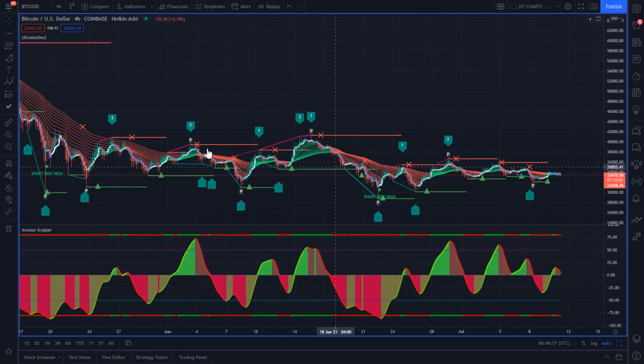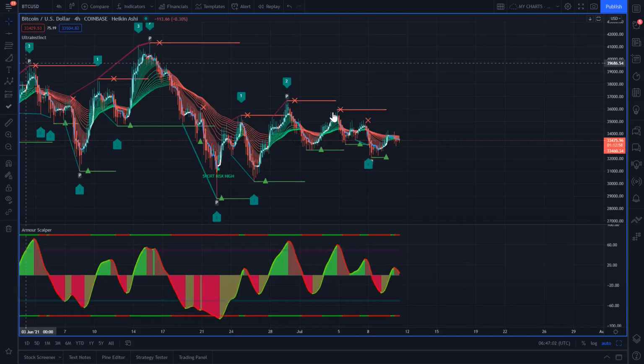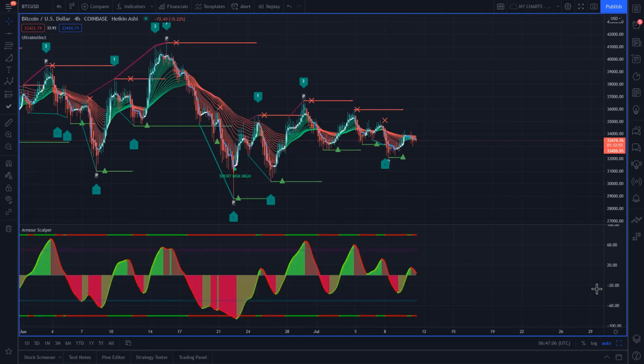Now look at the range of candles becoming smaller and smaller. This is where you use chart patterns.